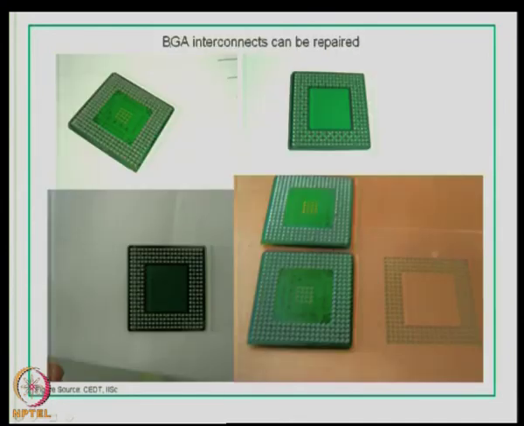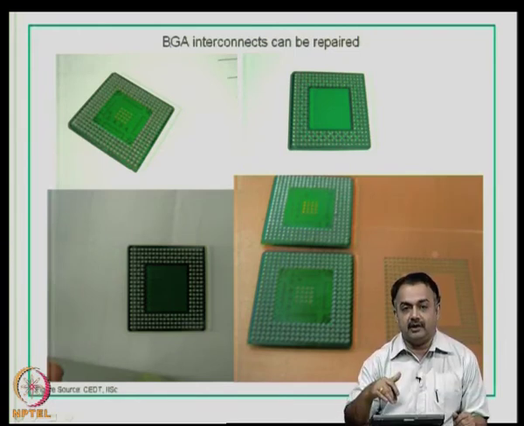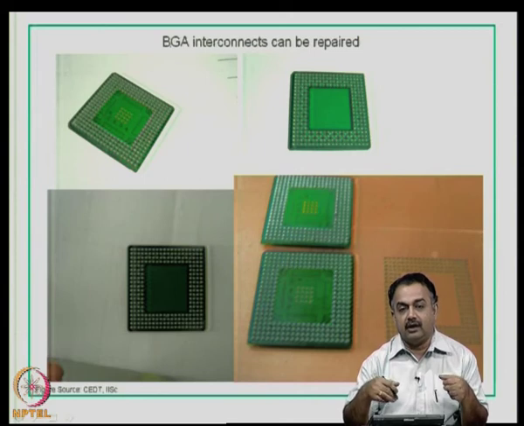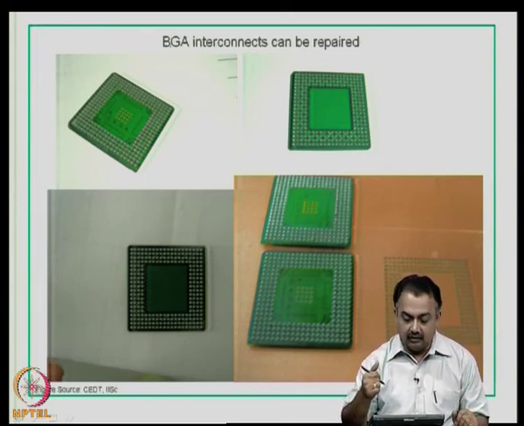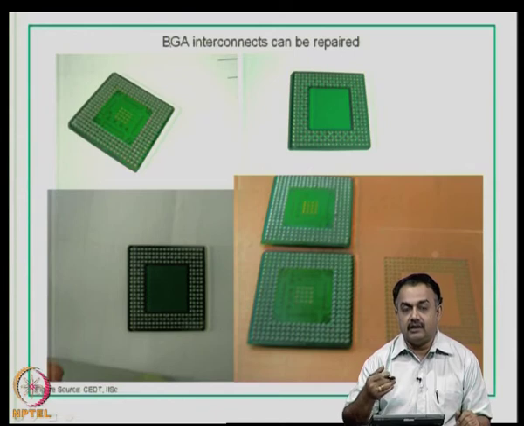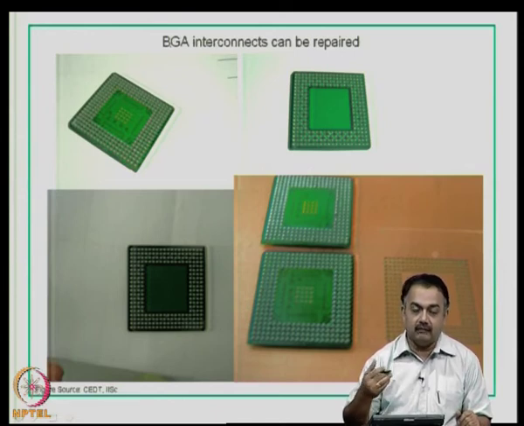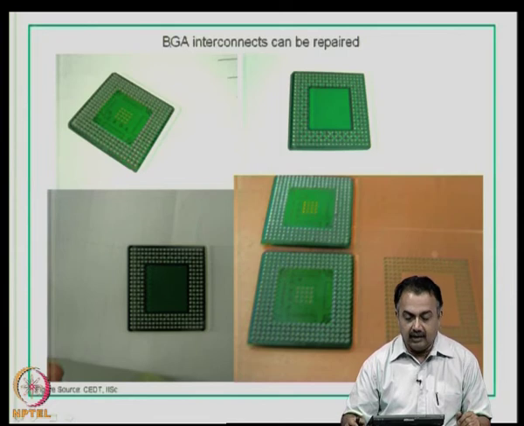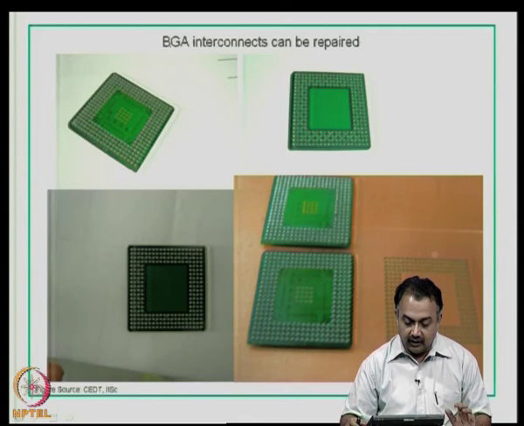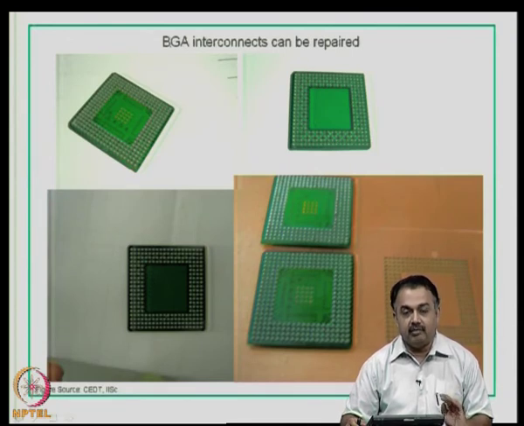Now, BGA interconnects can be repaired. If you look at a through hole component, for example, if you have a DIP package, it is very easy to desolder and put another component in its place through the through hole and then solder it back on the other side. But this is a surface mount device. Surface mount component assembly we are going to deal with in much detail later, but to remove the curiosity of all of you, I have included 2 slides here to say that BGA, although expensive, can today be repaired.